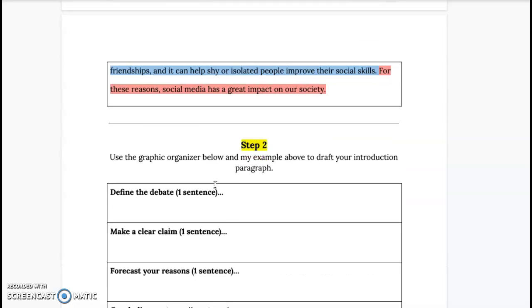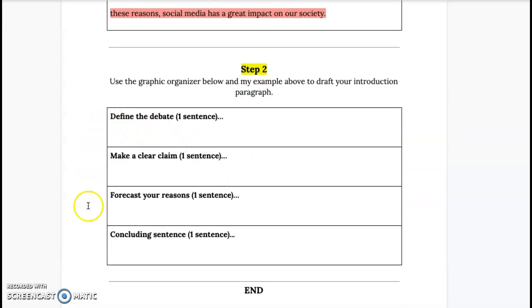Okay, that is it for today, everyone. Step 2 is right here where you draft it.